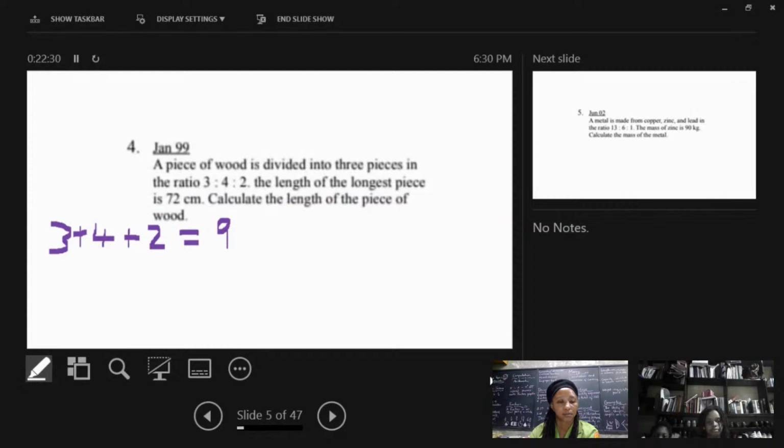Yes, Miss, so it'd be the 2 over 9 times the 72. Why are you doing that? It's because it wants to find the piece of wood. So why are you putting 2 over 9? Oh, sorry. Right, sorry. If it wants the length, since the longest piece is 72 centimeters, it would be 72 over 9.